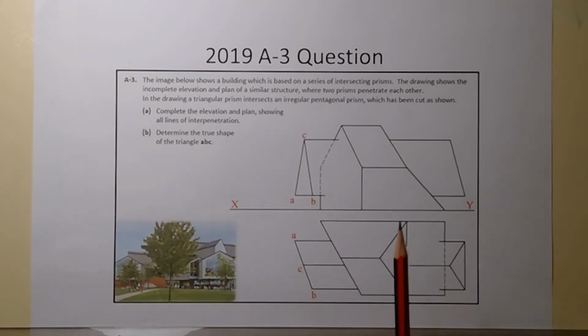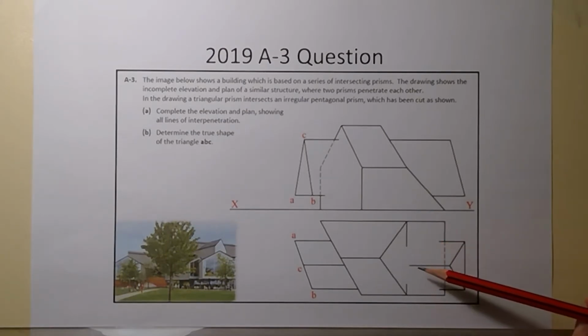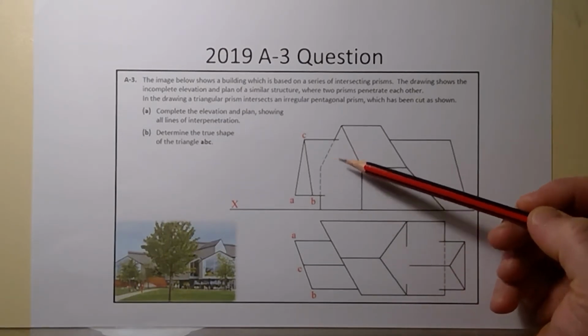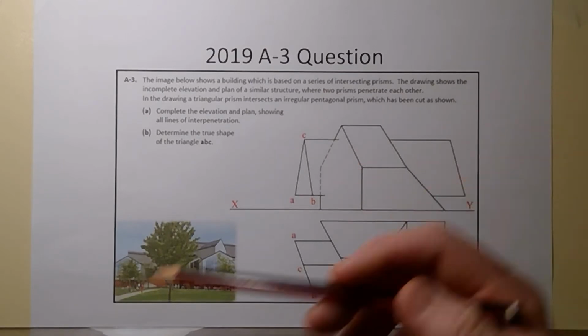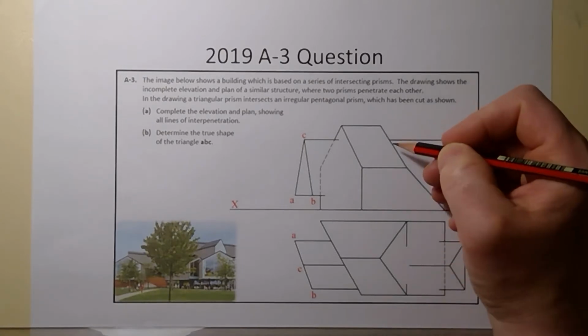So in this one, neither view is complete for us yet, but it's easy enough to sort it out. Basically, this side of our plan isn't complete and this side of our elevation is not complete, so we have to work on each side. Complete the elevation and plan showing all lines of interpenetration. And then we have to go and get a true shape of a triangle again. So we'll try to finish off this side first.